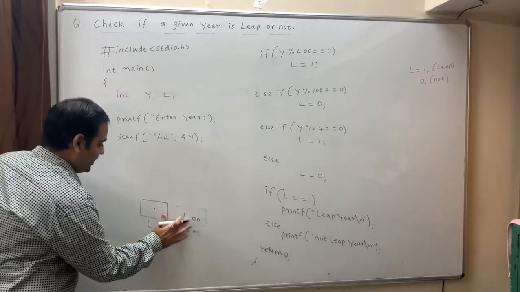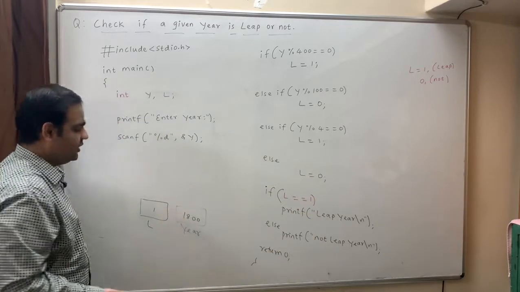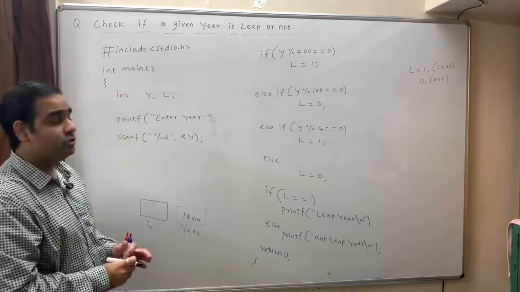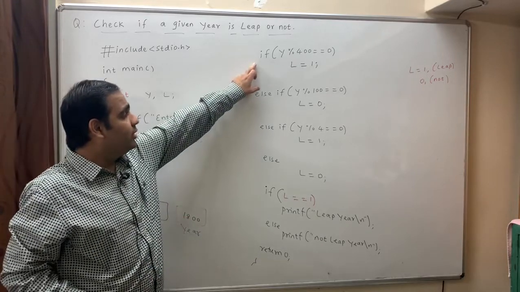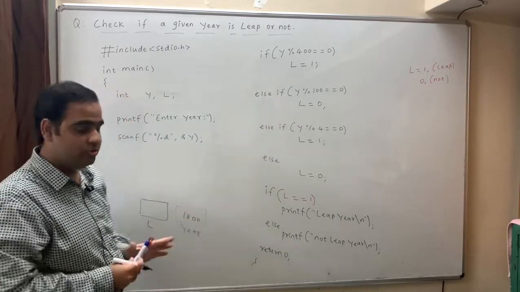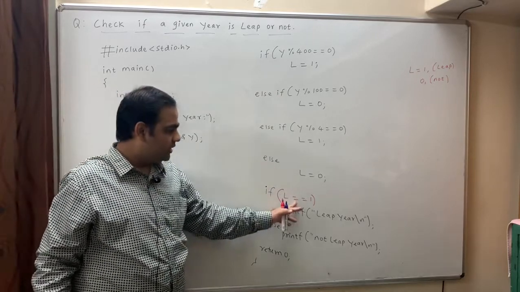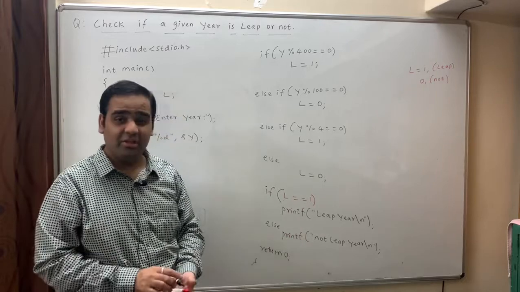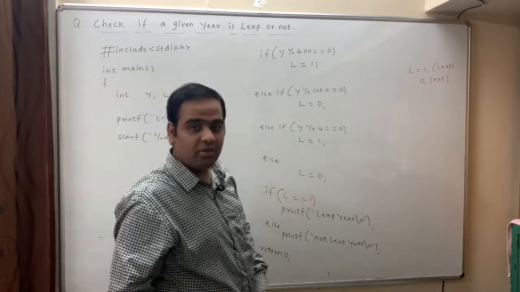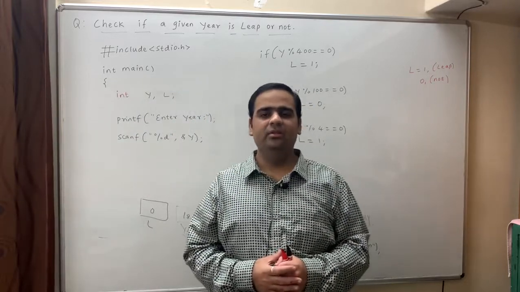Now let's take year as 1800, which is not a leap year. The value of L is garbage to begin with. 1800 modulo 400 equal to 0? No. Modulo 100 equal to 0? Yes, and it says L equal to 0. These two won't be checked. 0 equal 1 is false, and it says it's not a leap year. This is how we check if the year is leap or not.